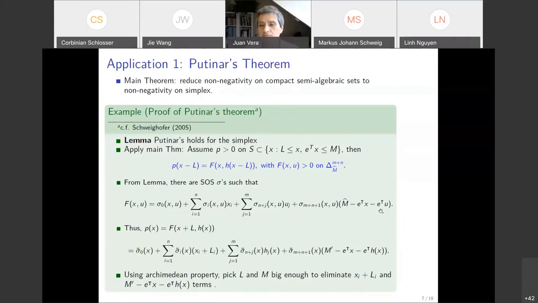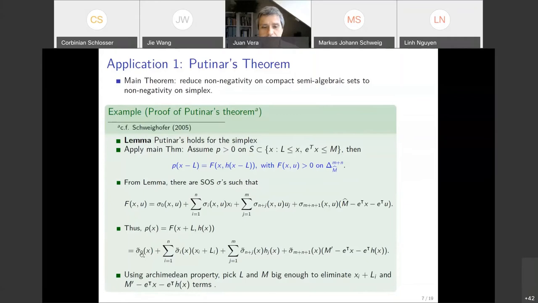And now I will replace. If I want to get P, I need to replace X by X plus L in this expression here in blue. So I get that P of X is equal to F of X plus L, comma H of X. I replace in this expression. And then what happens is that all these sums of squares, all these sigmas, when I replace, they just are sums of squares in X, because my U is being replaced by H of X, and X is being replaced by X plus L. So this is just some sum of squares that I call sigma tilde. Each sum of squares becomes a more complex sum of squares, but it's still a sum of squares. And then I replace all the terms.